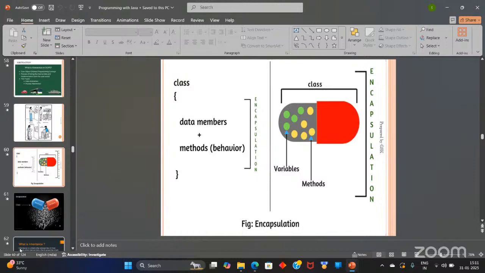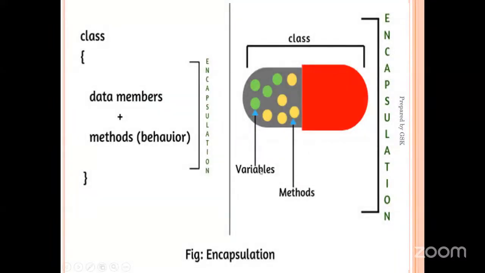Second category is encapsulation, that is an important feature. We can define encapsulation as binding variables and methods as a single unit. See this image, with the help of this you can understand the concept. In a class, we have variables and methods. A method is nothing but a function. If you write a function within a class, that is called a method.